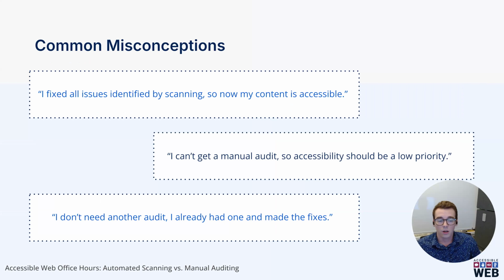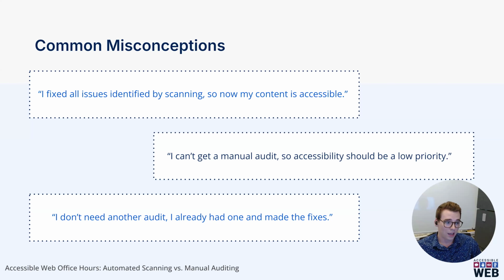Last note here is going over some common misconceptions. First one is I fixed all of the issues identified by scanning, so now my content is accessible. As previously noted, automated scanning can only catch about a quarter of the issues related to the WCAG, the Web Content Accessibility Guidelines, for those who don't know. It's sort of the industry and law related standard. Manual auditing is required to ensure your content is accessible. So you can start with scanning, but to be able to make the claim that you have accessible content, you're going to need manual auditing to happen.